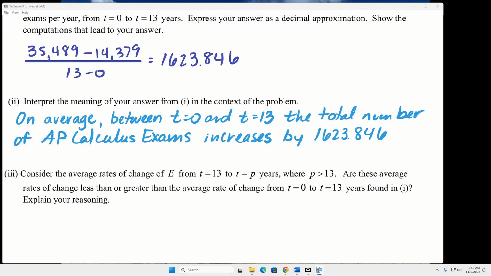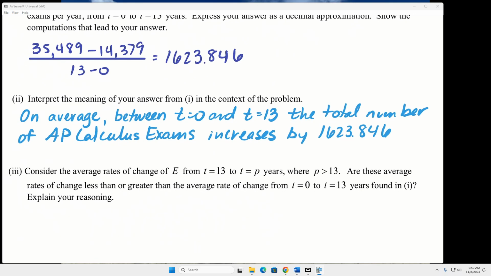Now, I don't think they'll give you credit if you stop right there. I think you need to be more specific about exactly what this is. So this is the number of exams, so 16,000 whatever exams each. And then what unit of time is it? Year.